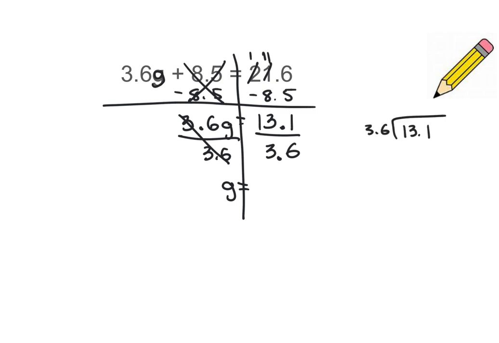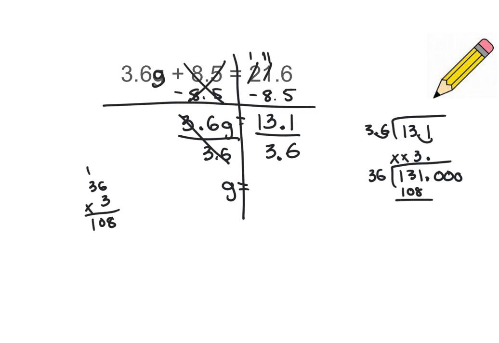13.1 divided by 3.6. When we move the decimal point, we end up with 131 divided by 36. And then annex in some zeros and bring your decimals straight up. So 36 doesn't go into 1. It doesn't go into 13. It goes into 131 3 times. 36 times 3, that's 108. So now we'll have to do some borrowing and subtracting and bring down. We end up with 230. 36 goes into 230 6 times. 36 times 6, we know that's going to be 216.